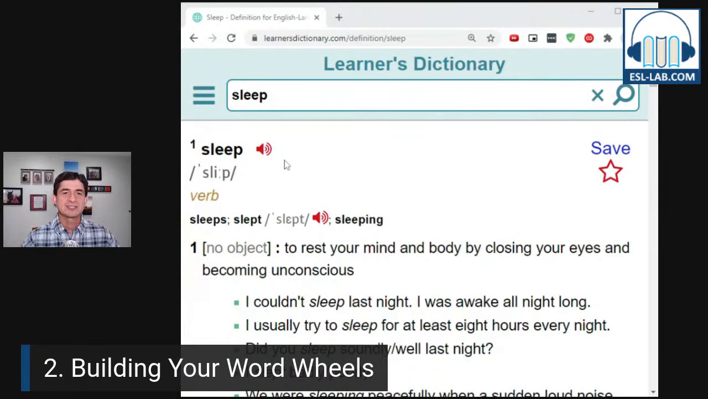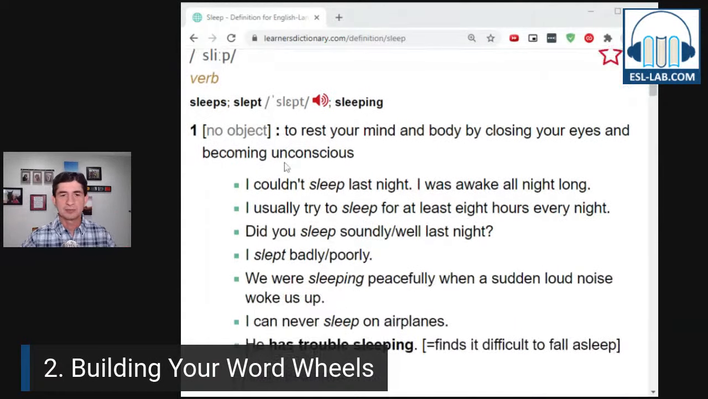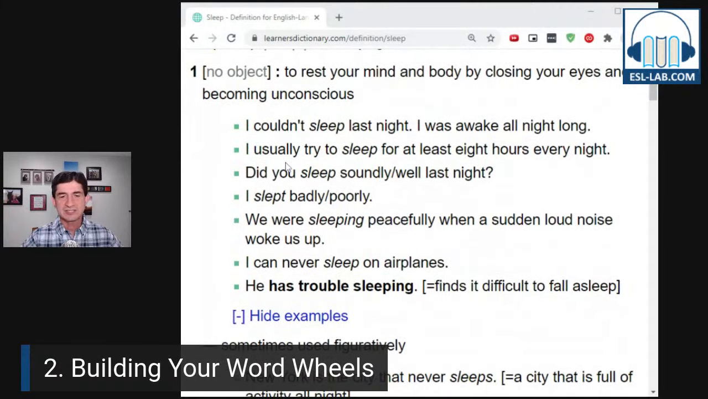And the nice thing about this dictionary is that it gives words, but the definition and the sample sentences are not level 29. So for example, you look up sleep. I couldn't sleep last night. I usually try to sleep for at least 8 hours. I slept badly. We were sleeping peacefully.